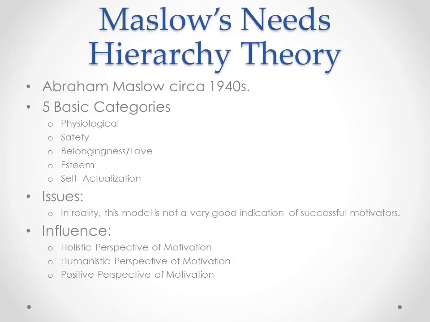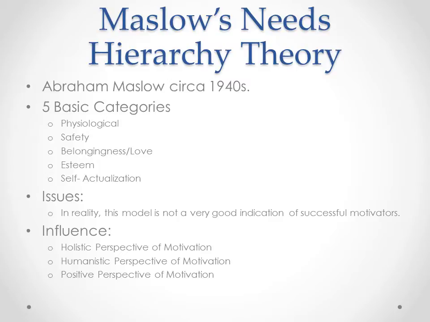The main theories. The first theory we're going to look at is Maslow's hierarchy of needs, developed by Abraham Maslow in the 1940s. Five basic categories consist of physiological needs, which are basic human needs such as water, food, air, shelter, etc. The second is safety, which is the need for stability and assurance that survival will continue. Third being belongingness, which is the need for love and affection, being a part of something bigger than yourself, such as a community or a group.